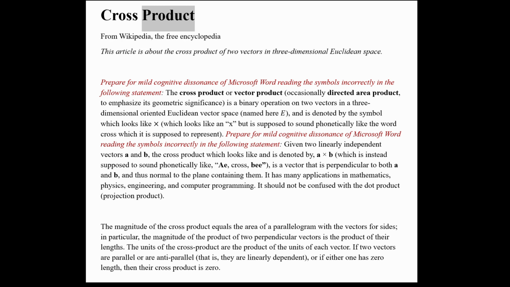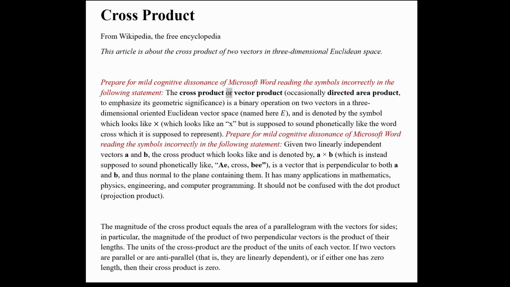Cross product. From Wikipedia, the free encyclopedia. This article is about the cross product of two vectors in three-dimensional Euclidean space. Prepare for mild cognitive dissonance of Microsoft Word reading the symbols incorrectly in the following statement.